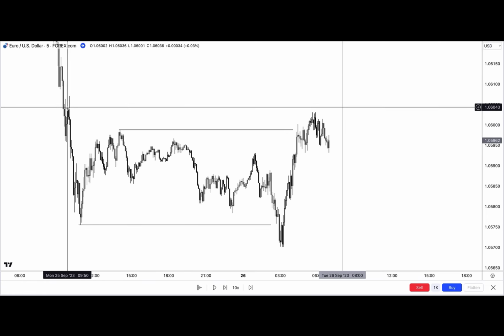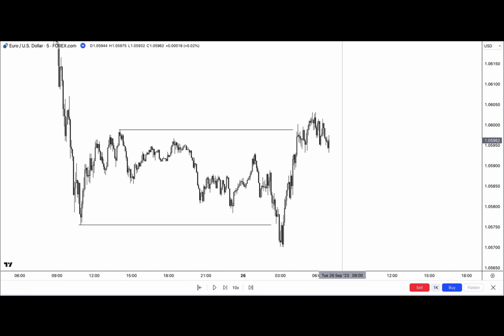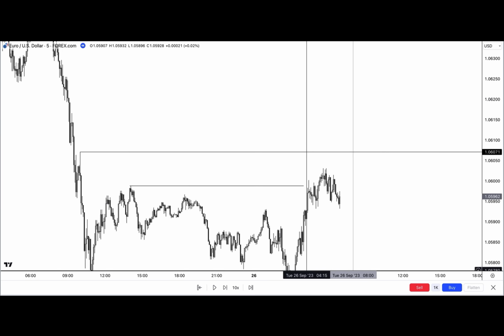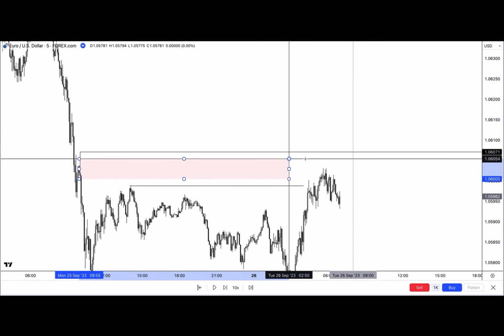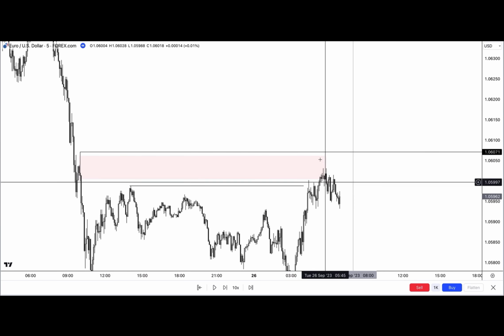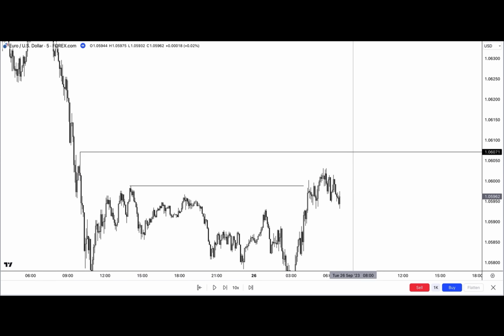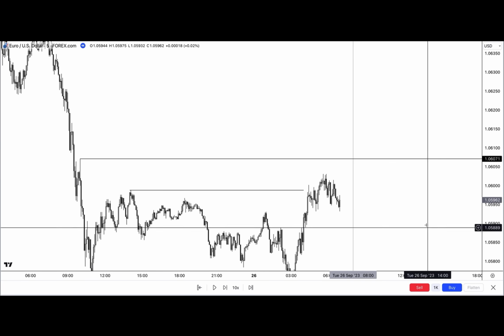Okay, and where is it building up at? Well, it's building up at this area to the left-hand side. So if we simply grab this high, 106.07 should get taken, right? Because that's where the buildup is occurring. All right, so we'll mark that high on.